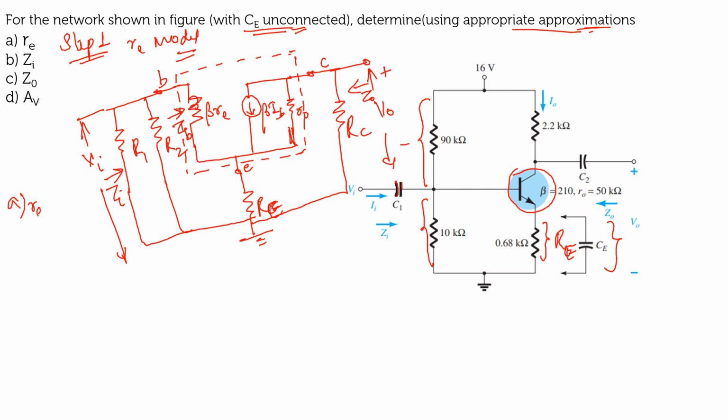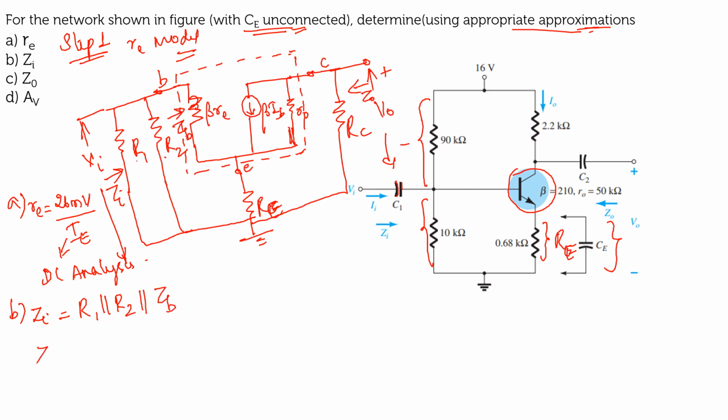A part, what is your re? You know that re is equal to 26 millivolt divided by capital IE. If you want to find IE, you have to go for your DC analysis, right? And B part, you have to find out your Zi. Zi will be equal to R1 parallel to R2 parallel to ZB.